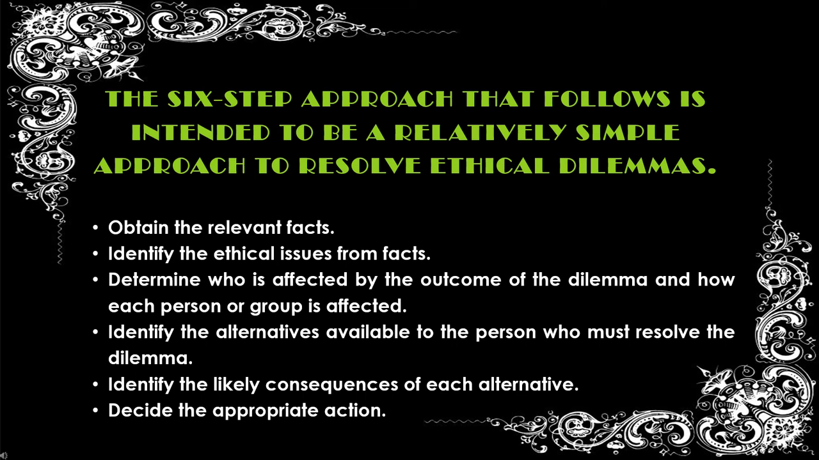The next one is to determine who is affected by the outcome of the dilemma and how each person or group is affected. The questions are: who are the individuals, organizations, and key stakeholders affected? In what way are they affected? Are there conflicts between different stakeholders? And who are your allies?